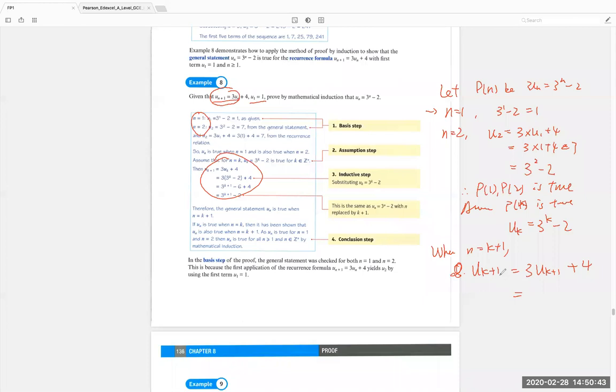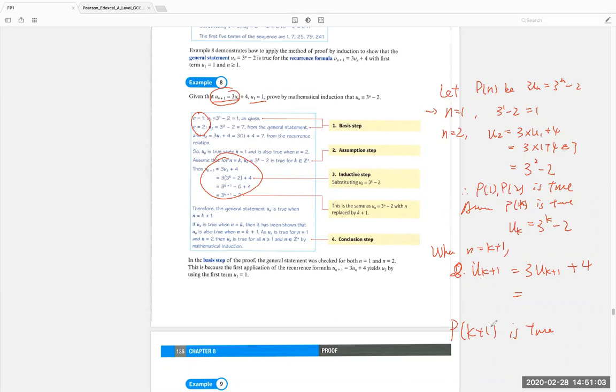Do you know why I substitute, instead of substituting n to be k plus 2, I just put k plus 1? It is k plus 1, not k plus 2, because I want to prove that P(k+1) is true.